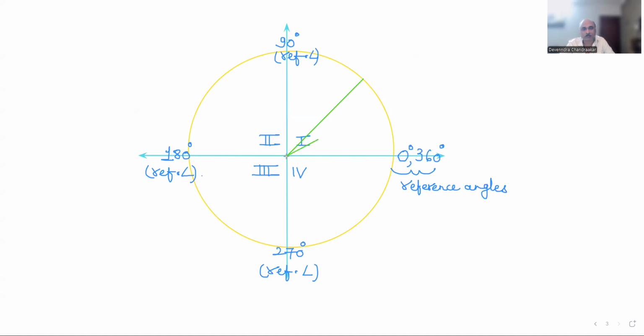Now, why are they called standard angles? Because they are the most frequently used angles, right? Initially, when you are learning trigonometry, these are the most frequently used angles in trigonometry.